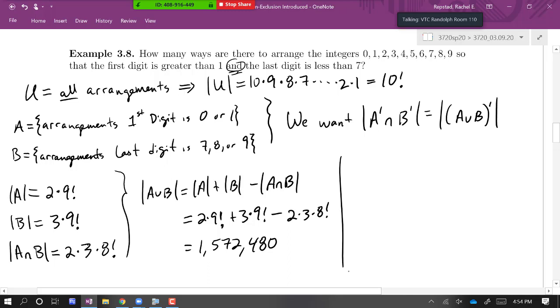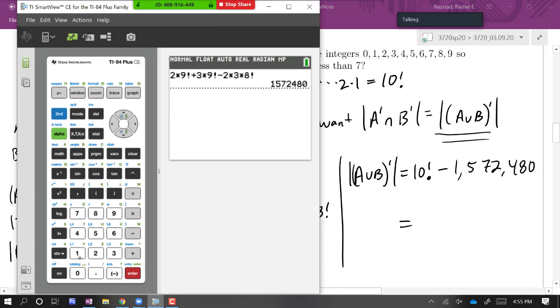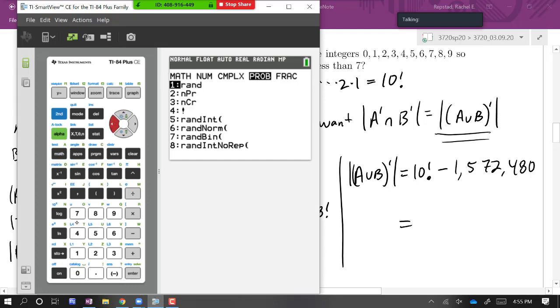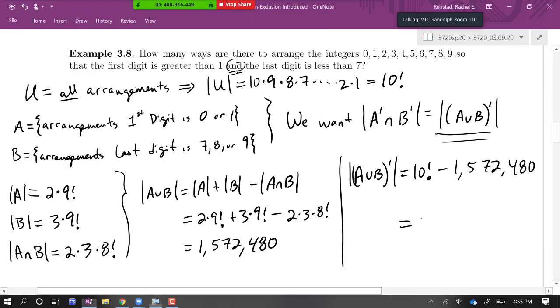So now we're almost done. We want the complement of this, right? We outlined that at the get-go. So the size of the complement of A union B: I'm just going to take the size of the universal set, which is 10 factorial, and subtract 1,572,480. That gives 2,056,320.